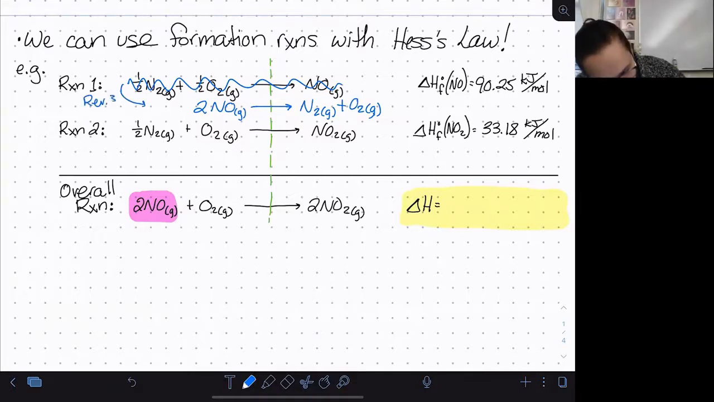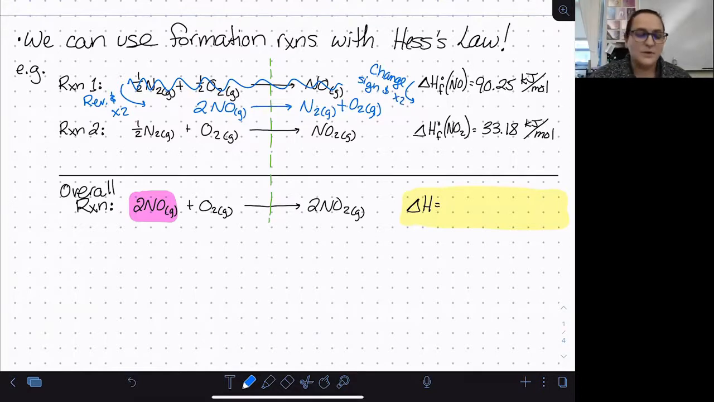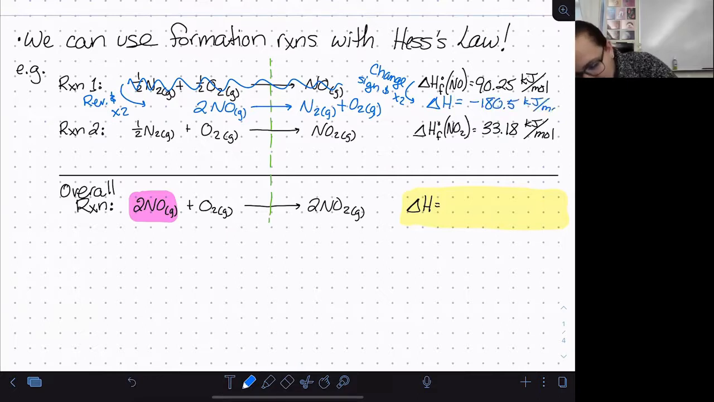We reverse and double. So we are going to change the sign of delta H and double it as well. That gets us a revised delta H here of negative 180.5 kilojoules per mole. It was positive. We changed the sign to negative because we reversed the reaction, and we doubled all the coefficients, so we doubled the value as well. So we don't need this one. Eventually, we will use the revised version in finding our final answer.